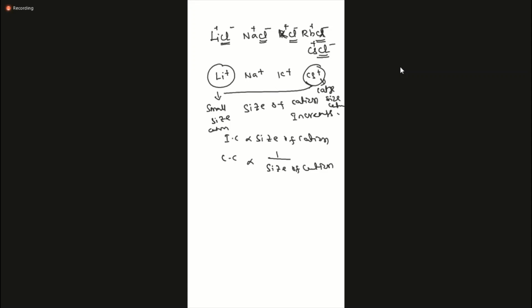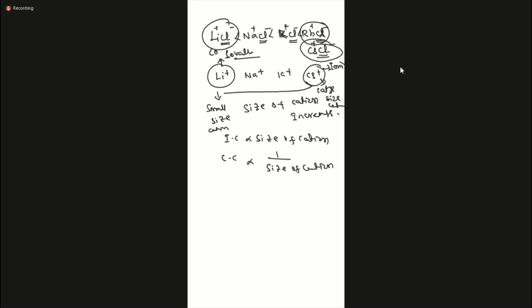Large size of cation means ionic nature. Small size of cation means covalent character. So LiCl is covalent character, CsCl is ionic character. That's why I told you, down the group ionic character increases. Sir, then what about NaCl and KCl? Are they ionic or covalent? They are ionic. Down the group ionic character keeps on increasing.